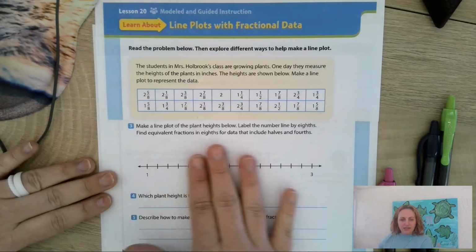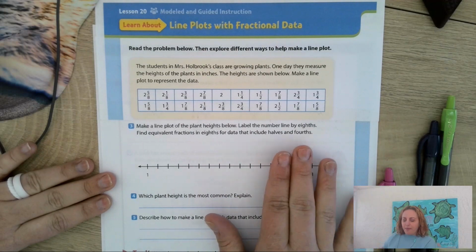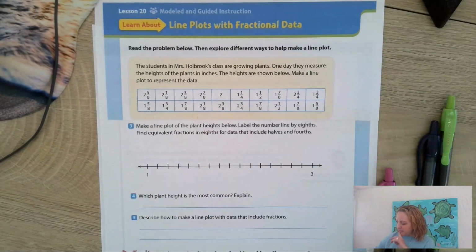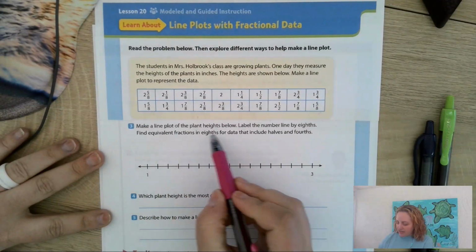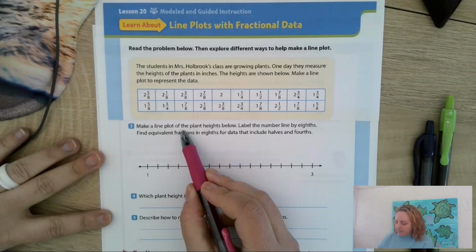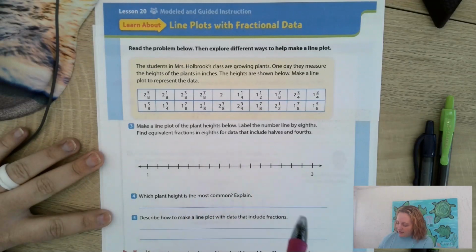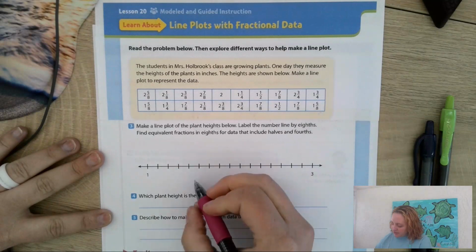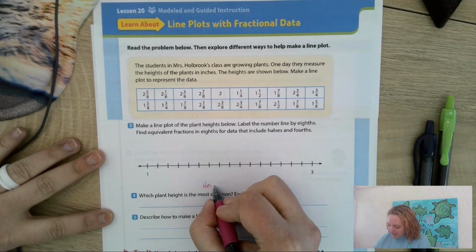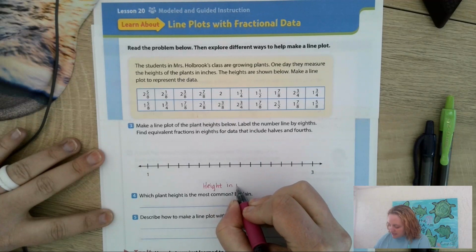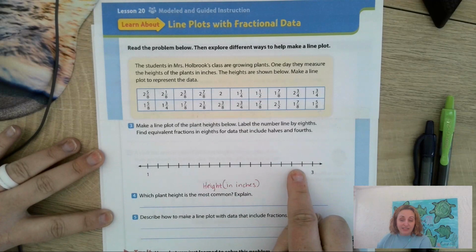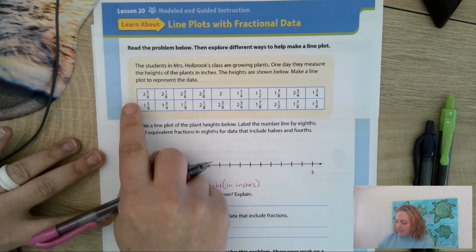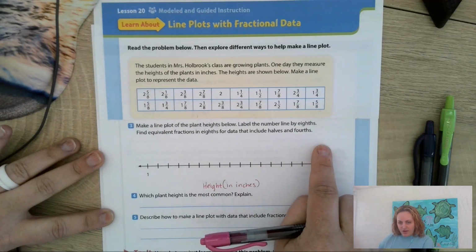Now I don't have a ton of space here, but what I'm going to do is label my line plot with a couple of things. We would give it a title, and we might want to call it like Mrs. Holbrook's plants or something like that, but there's just not really space up here. But down here I will write height in inches, because it is important to label the line itself as well, so that way you know what this data is that's down here. And remember, each of these is going to get an X on top of the line plot.